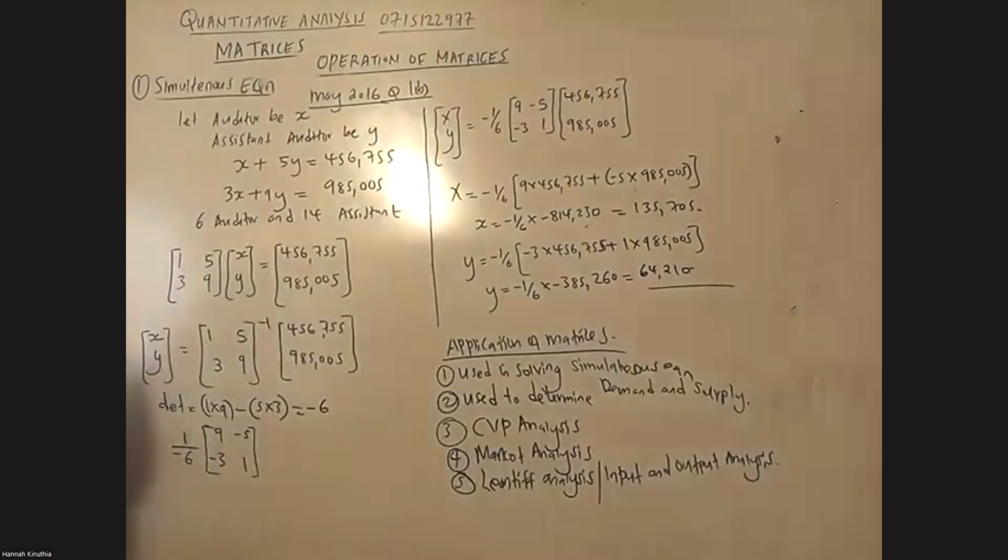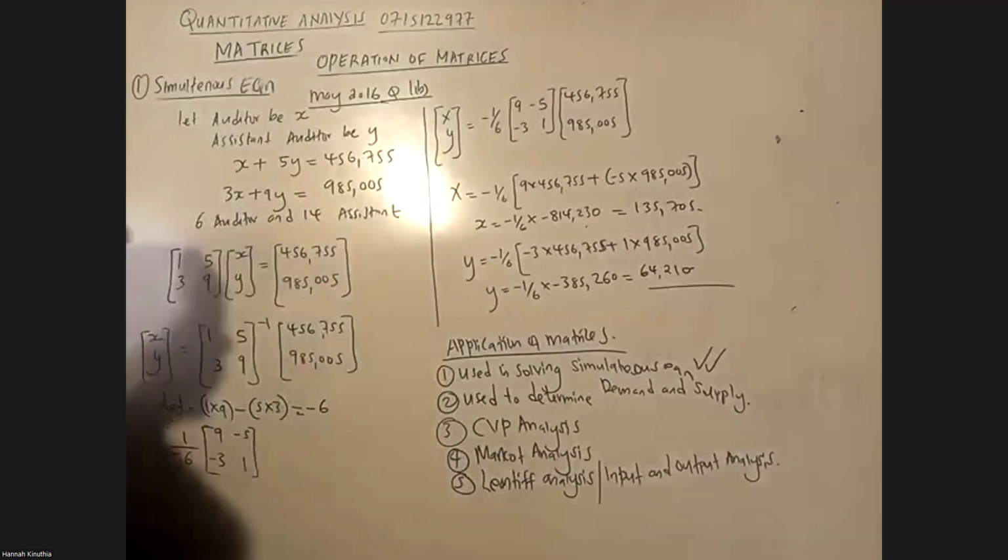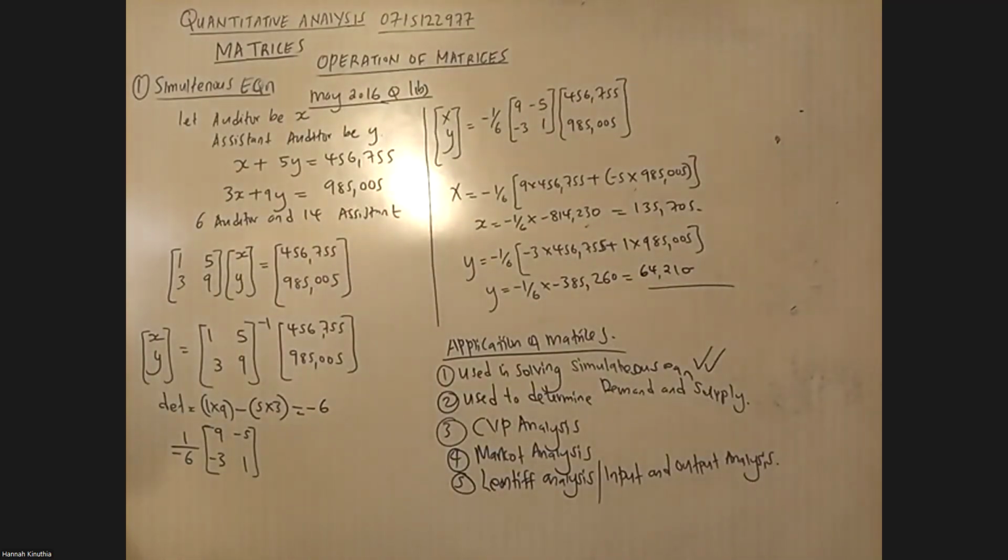So that will mark the end of number 1, simultaneous equation. That will mark the end of the first one. 4 others to go. So we shall meet the next time. We continue with the next items. So at that point, do you have any questions?